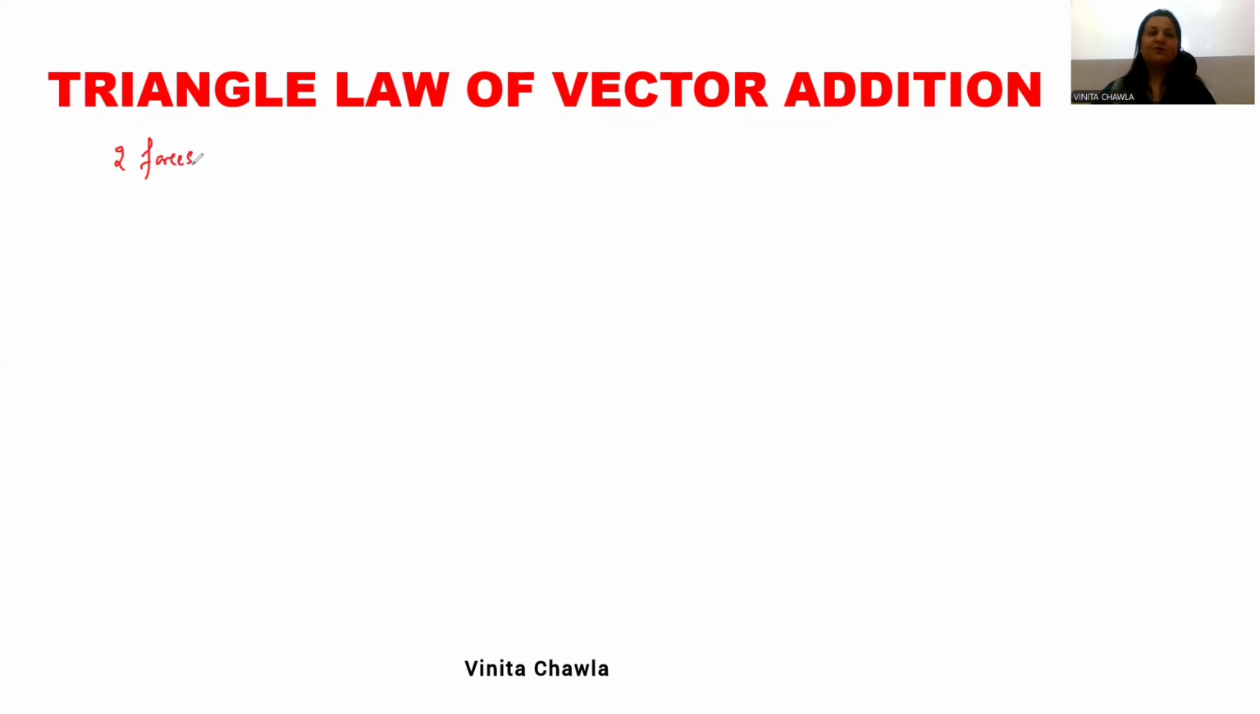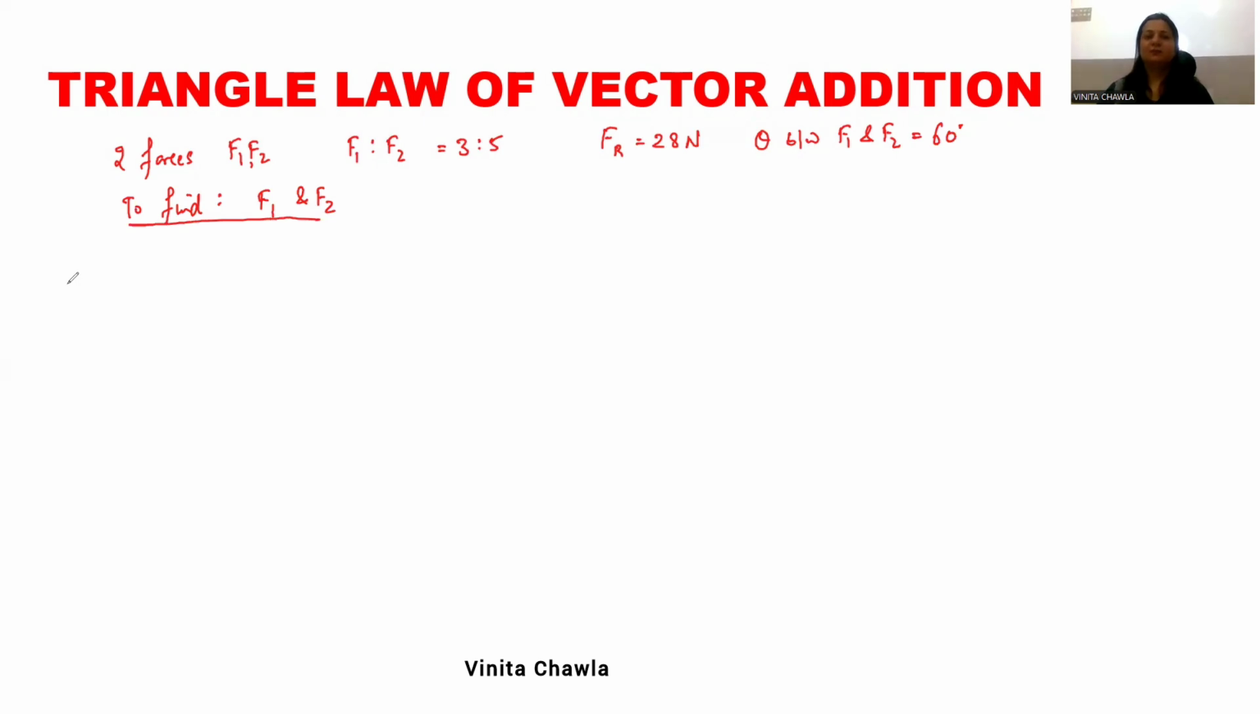We have two forces F1 and F2, and the ratio of their magnitudes is 3:5. The resultant of these two vectors, let's denote it by Fr, R for resultant, F for force, is 28 Newton. If the angle of their inclination, meaning the angle between F1 and F2, is 60 degrees, find the magnitude of each force. So we have to find the magnitude of F1 and F2. This is the question. Try this one.